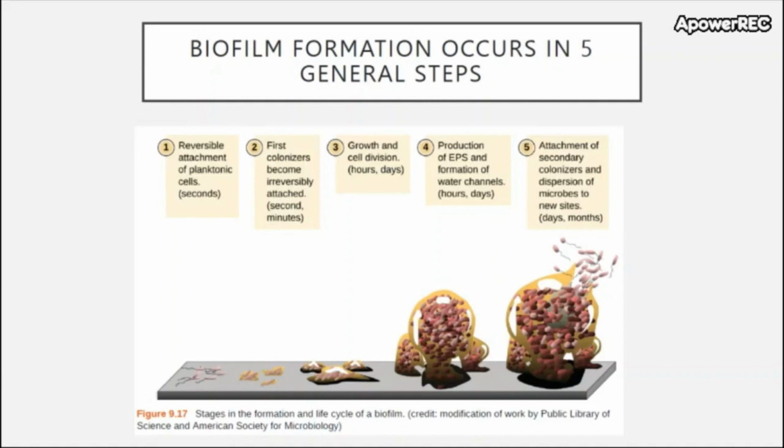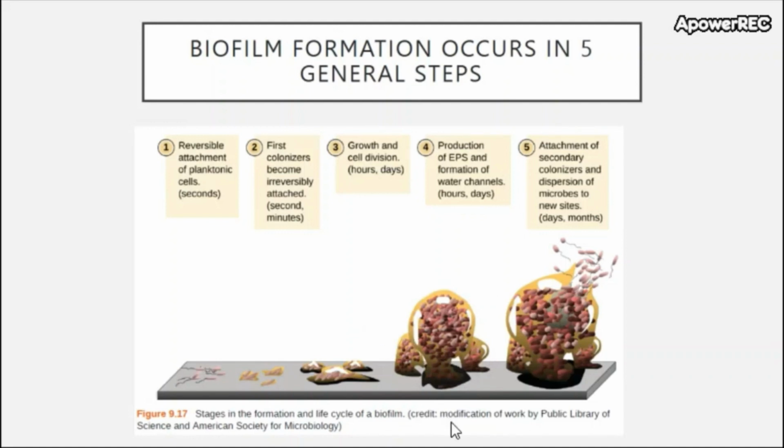Let's review step 4, the production of exopolysaccharides, which are sugar polymers that exist outside of the cells, and the formation of water channels. So who can guess what the purpose of water channels or channels in general would be on a biofilm? So if you can imagine a mass of cells starting to accumulate here, it becomes hard to transfer nutrients inside to the cells in the middle here or get rid of waste products.